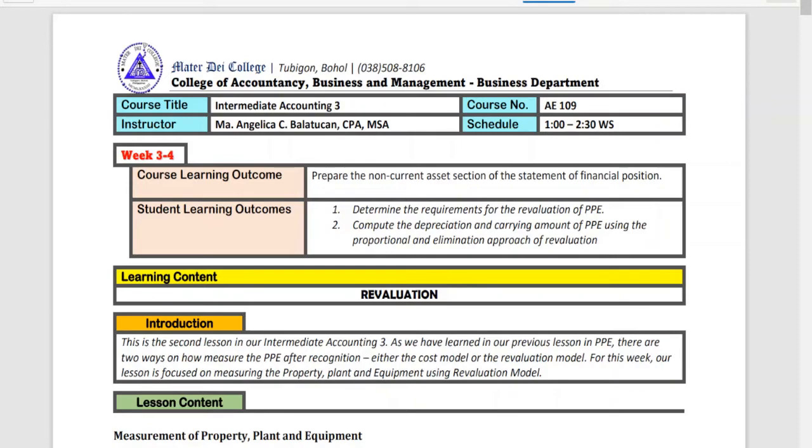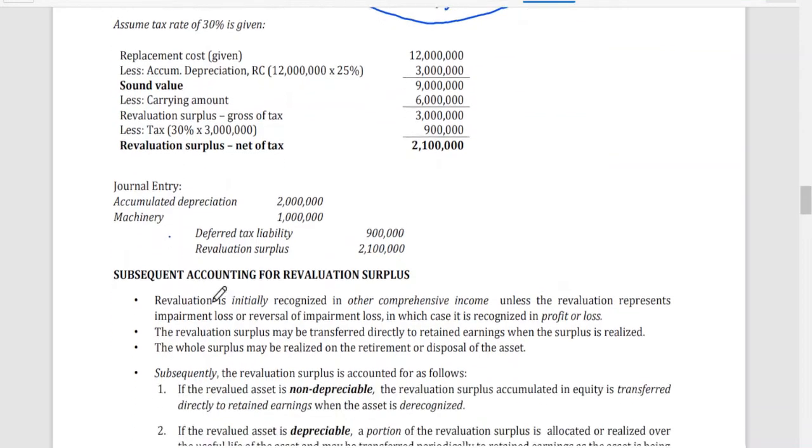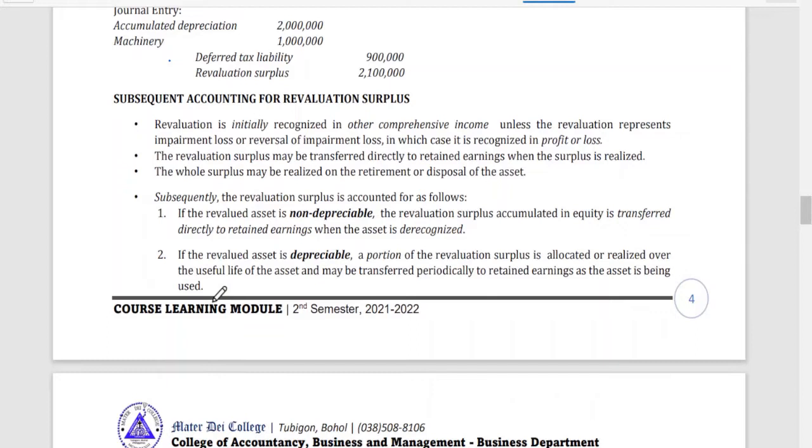For today, our lesson is all about revaluation. Now, let's proceed to the subsequent accounting for the revaluation surplus. After the initial measurement, what are we going to do with the revaluation surplus? How are we going to present the revaluation surplus?